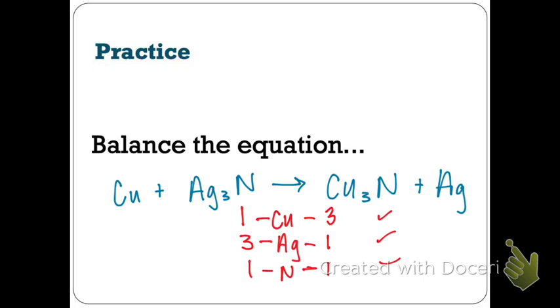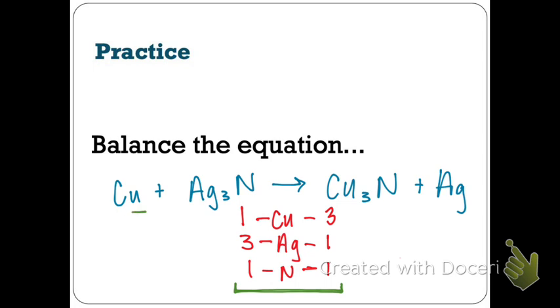Okay, and the way I do that is I go check my list here, right? This is my list, and say which of my elements is not balanced yet, right? And by balanced, I mean the same on both sides. So which of my elements is not balanced? Copper and silver. That's right. So I'm just going to pick which one to start with. And I'm just going to start with copper.